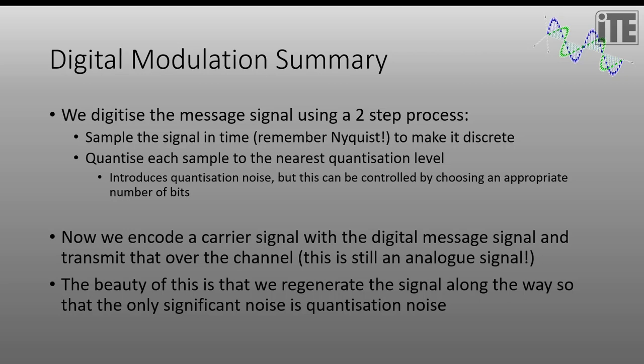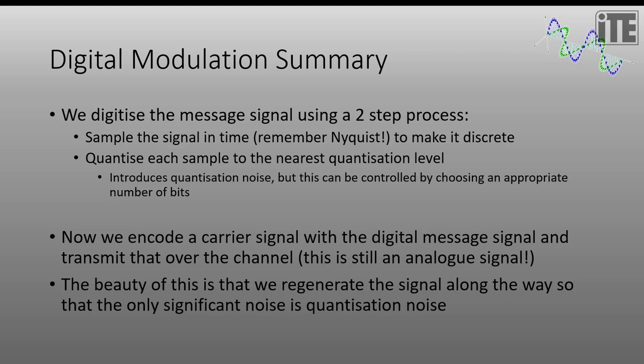Then we quantize each sample to the nearest quantization level. So we have to choose how many levels we're going to use. Normally that's an integer power of 2. And that step introduces quantization noise, but that is under our control. By choosing an appropriate number of bits, we can make the quantization noise effectively negligible.